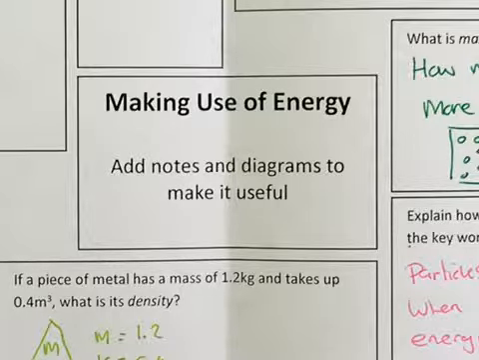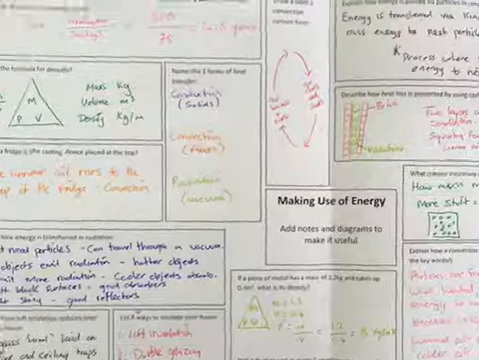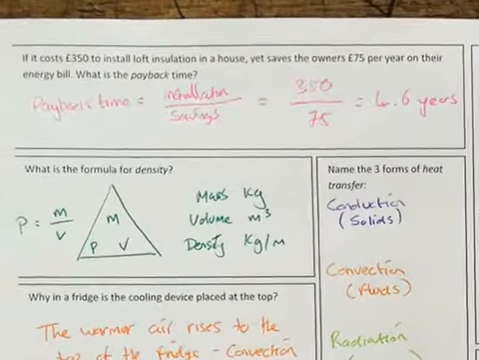This is the review sheet for making use of energy, the third instalment for the specification, but our fourth topic in year 10. So let's have a look. I'm going to start on the top left.